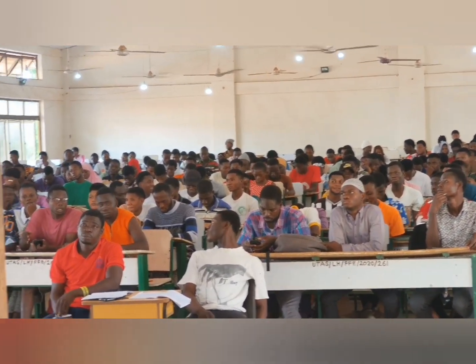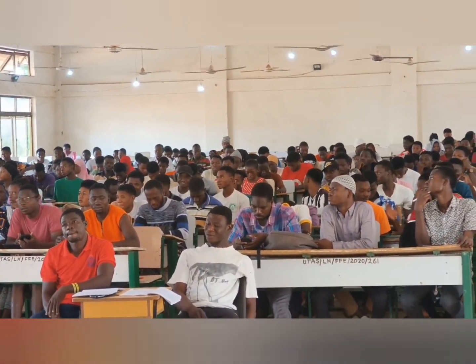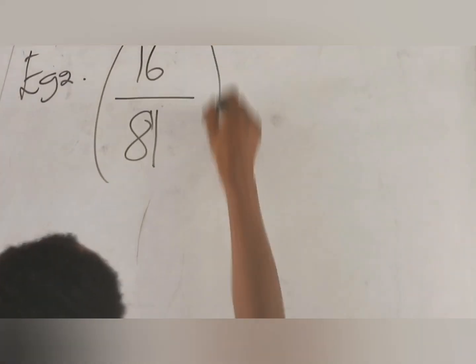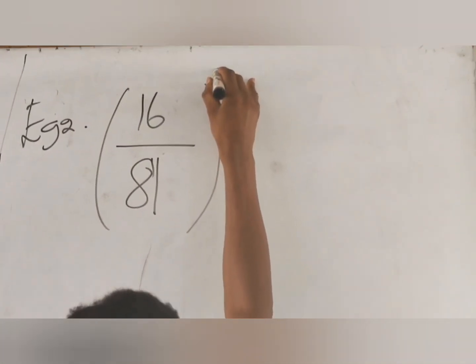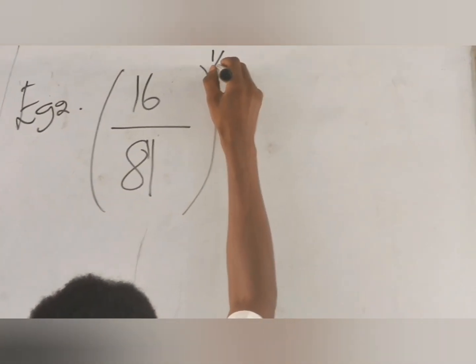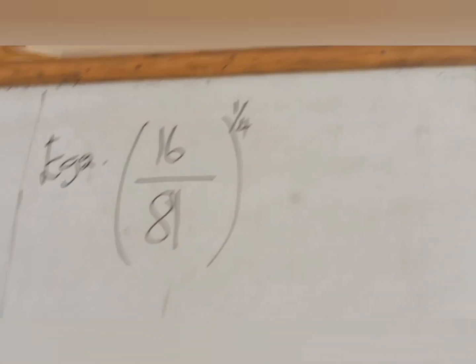Who's the class? What's the name? What is bracket? How much? 1 over 4. Is that all? 1 over 4.